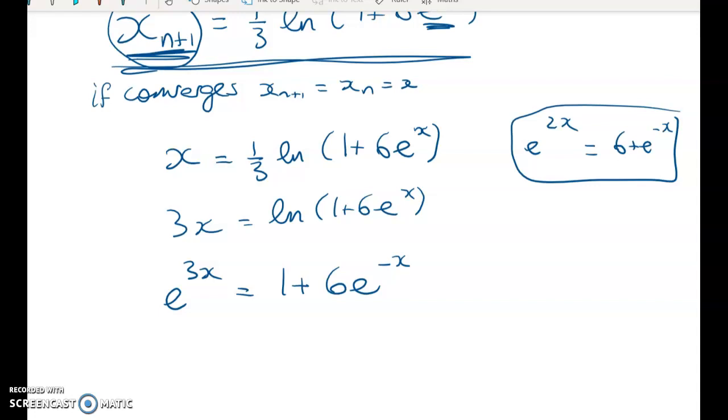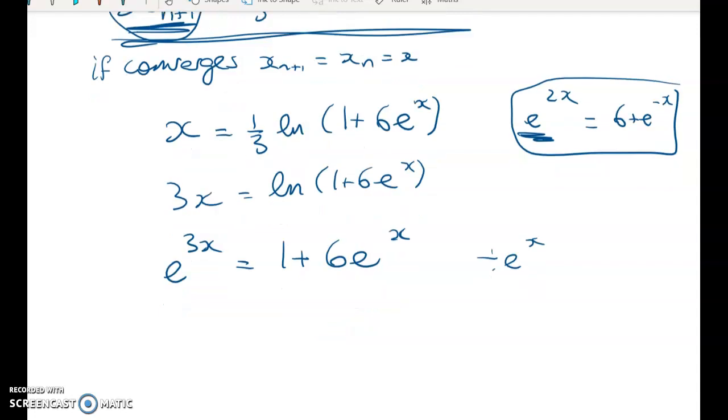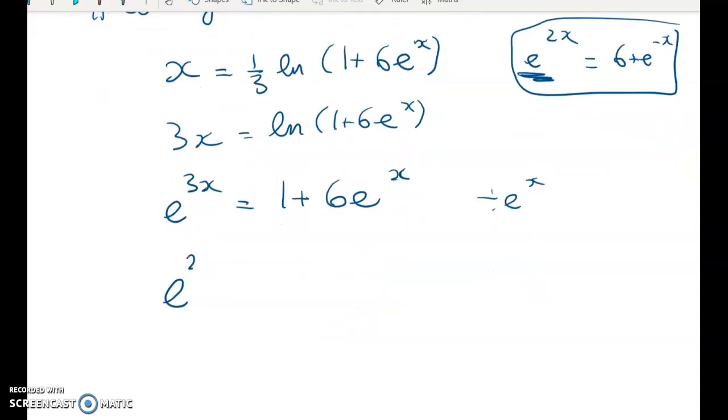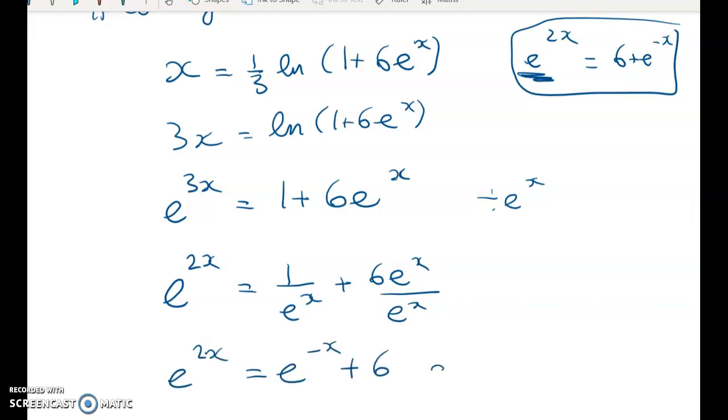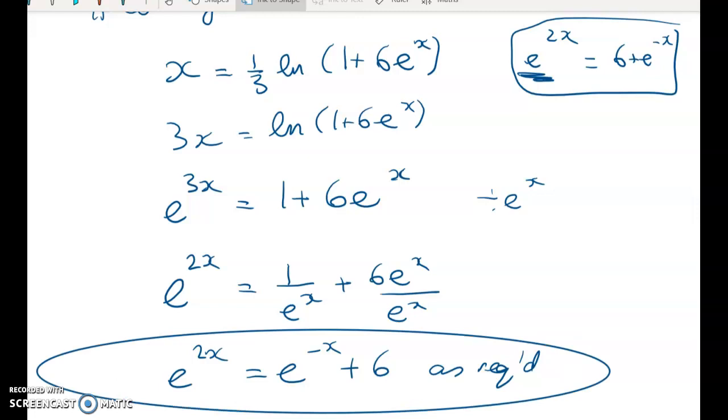I'm going to divide everything through by e to the x, because I'm looking up here and I want to have e to the 2x. Actually, because I'm doing a show that, I'm not going to go that fast. So we're going to have e to the 2x is equal to 1 over e to the x plus 6e to the x over e to the x, which gives me e to the 2x is equal to e to the negative x plus 6, as required. So there we are, we're done with that one.